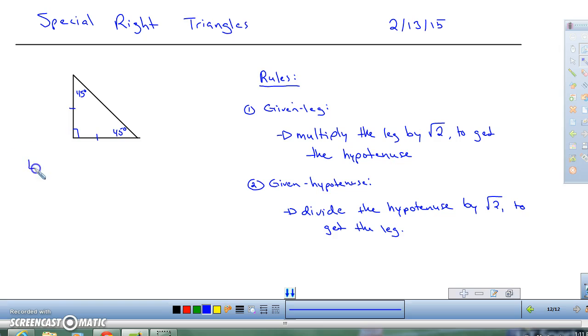In our first example, the leg given is 3. So that means the other leg, because it's an isosceles triangle, both legs are the same value, is also 3. To find the hypotenuse, we'll go to our rule. Given the leg, we're going to multiply the leg by radical 2. Most of the time, your answer will be left in simplest radical form. Therefore, your answer will be 3 radical 2.